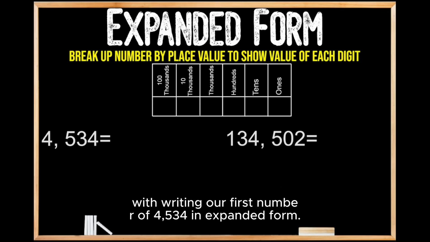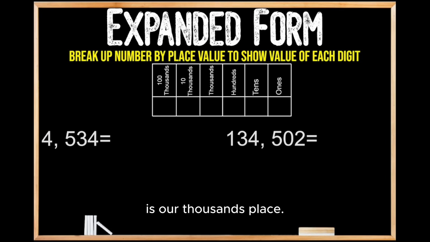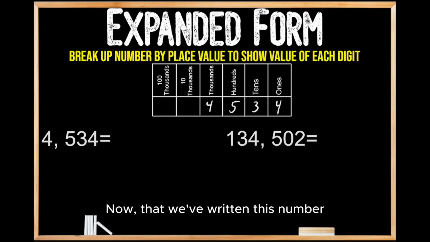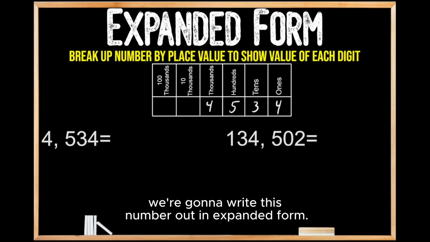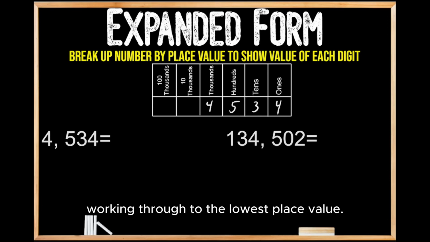4,534 in expanded form. We're going to start out with our highest place value, which in this case is our thousands place, and in our thousands place we have a digit of 4, and then in our hundreds place we have a digit of 5, and then in our tens place a digit of 3, and in our ones place a digit of 4. Now that we've written this number in our place value chart, we're going to write this number out in expanded form, starting out with our highest place value, working through to the lowest place value.